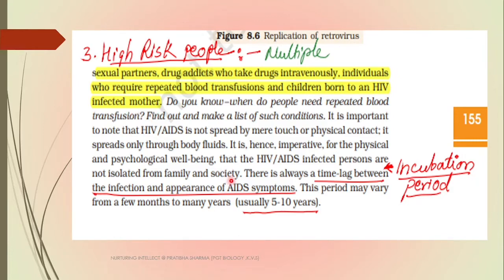Now, if a person gets infected with HIV virus, that doesn't mean the person is suffering from the disease AIDS. The person will be HIV positive. There is a time gap between the infection and appearance of AIDS symptoms, and this time lag is known as incubation period, which is 5 to 10 years. So कुछ लोगों में 5 years में AIDS हो जाता है, कुछ लोगों में it might take 10 years, and then the person shows the symptoms of AIDS like weight loss, fever, fatigue, etc.